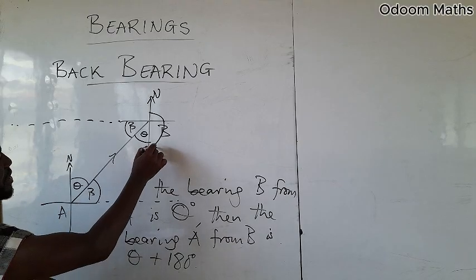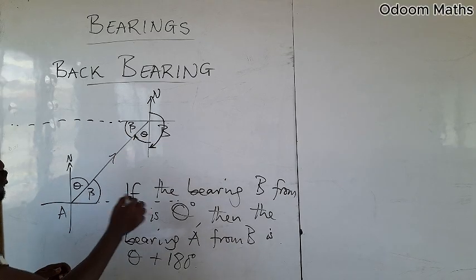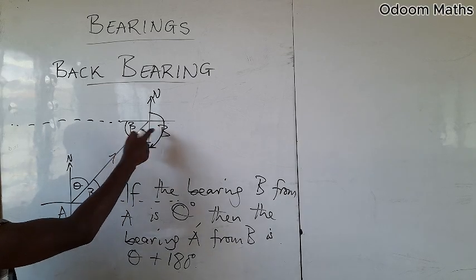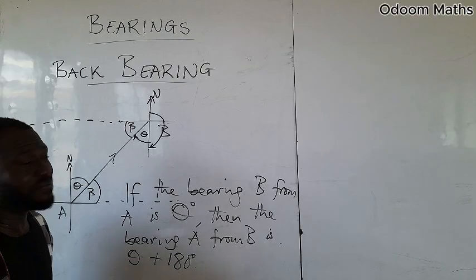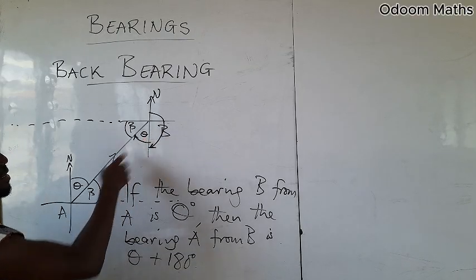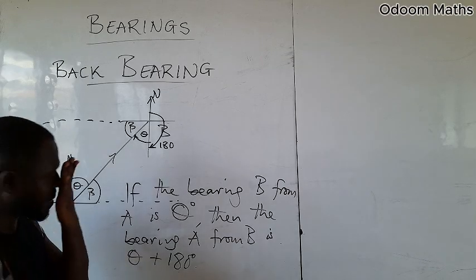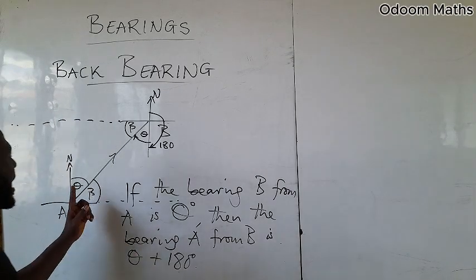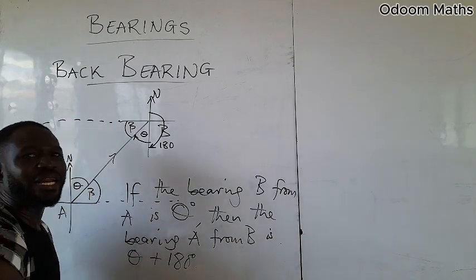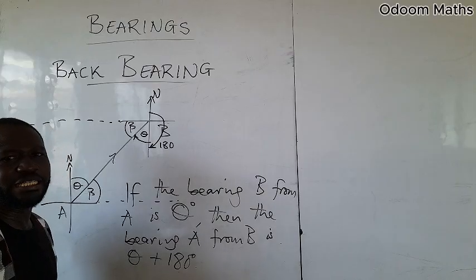That is going to be 180 plus theta, or theta plus 180, and addition is commutative. So 180 plus theta and theta plus 180 is the same. Okay, so that's all about back bearing. So here I said if the angle is less than 180, we add 180. Let's look at when it is more than 180.